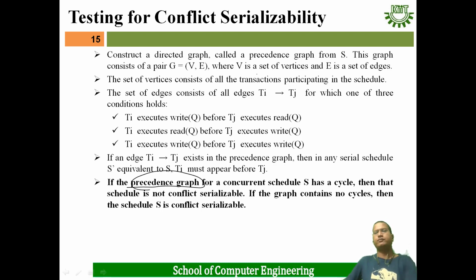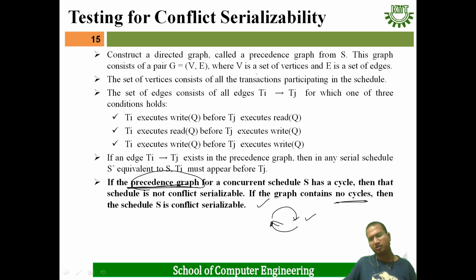Using a precedence graph, we can say whether a concurrent schedule is a conflict serializable schedule or not. We have to draw one precedence graph. If the graph contains a cycle, then the schedule is not conflict serializable. If the graph contains no cycle, then the schedule is conflict serializable. Understood?